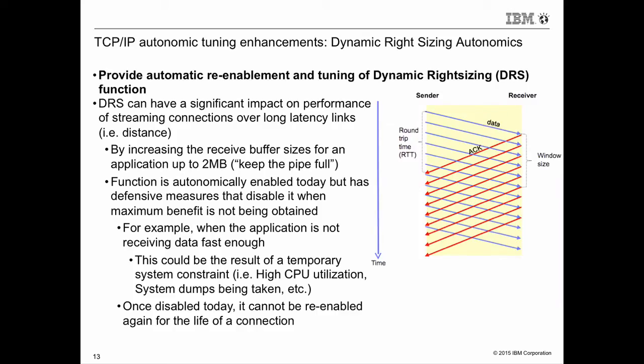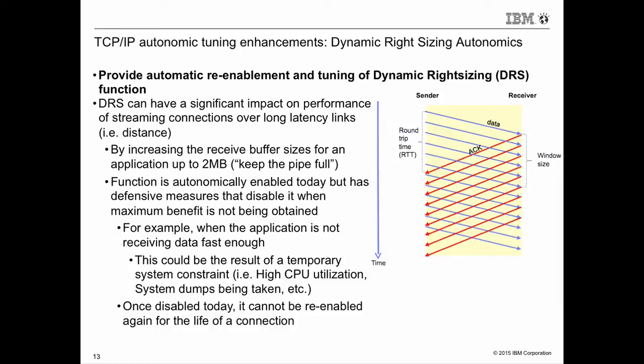Okay, this next chart is something that a few of our customers are very familiar with because it's been somewhat of a pain point for them. We shipped a function back, and I believe it was V1R11, that we call dynamic right sizing, or DRS for short. DRS was intended to help in situations where you have a long latency link. You've got a TCP connection where data is flowing across the country or across the world, whatever the case may be, and you want to be able to send a lot of data across it, and you have a long time waiting for acknowledgments.